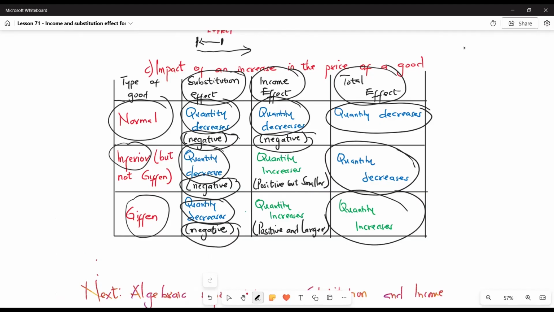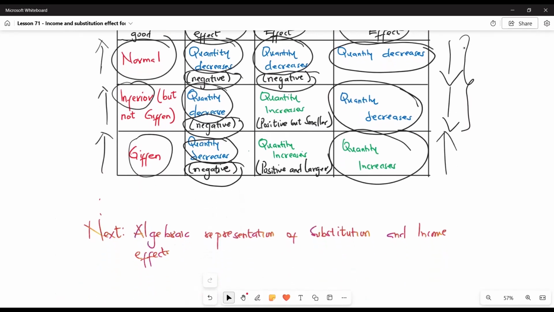So for a normal good, when the price of the good increases, the demand decreases. For an inferior good that is not a Giffen good, when the price increases, the demand decreases. So these two follow the law of demand. Then for a Giffen good, because the income effect is bigger, when the price increases, the demand increases. So this does not follow the law of demand, which leads to a positively sloped demand curve.